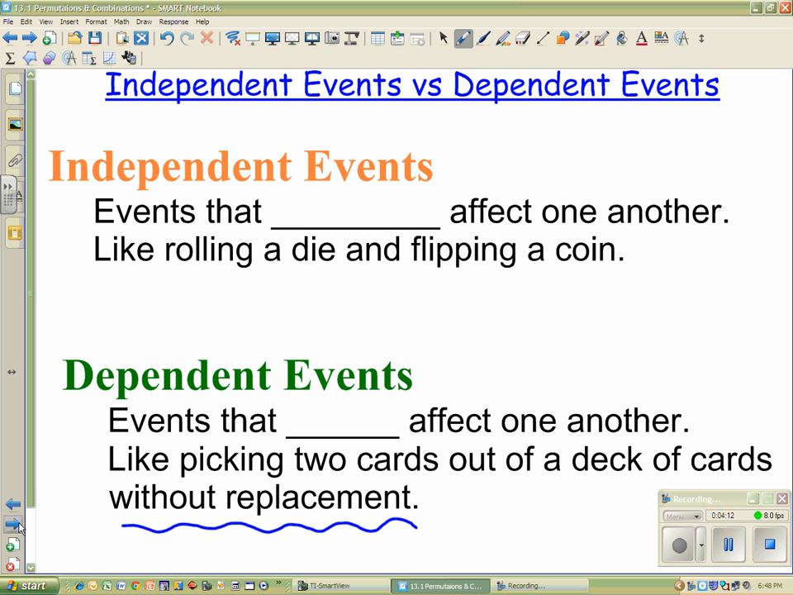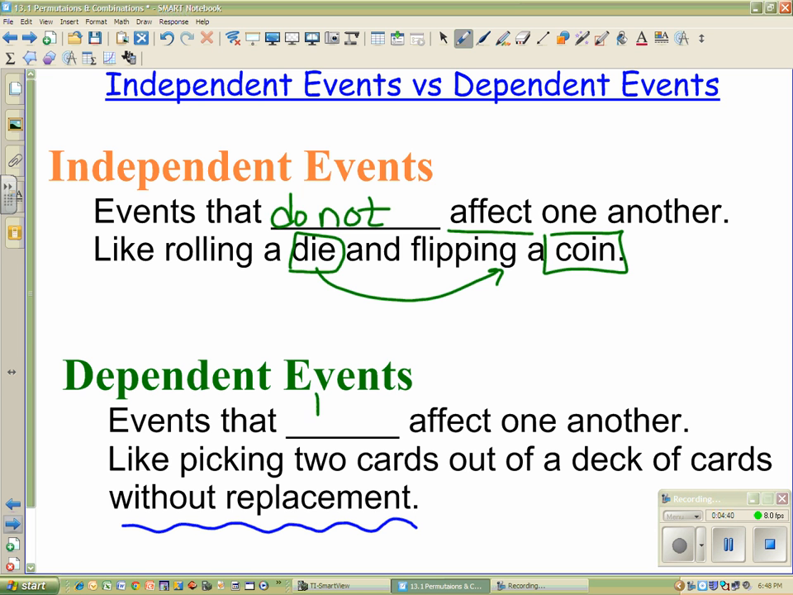Independent versus dependent events. Events that are independent do not affect one another. It's much like rolling a die and flipping a coin. By rolling the die, it has no impact at all on what's going to turn out on that coin. So therefore it is independent.